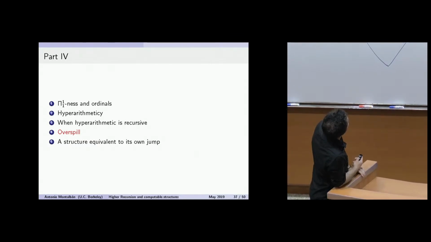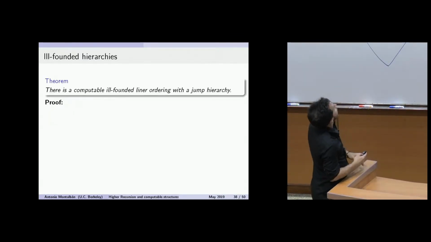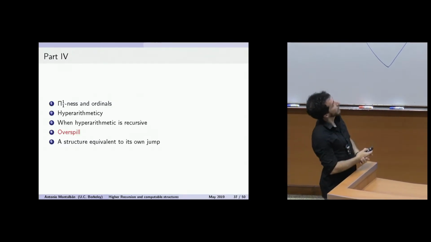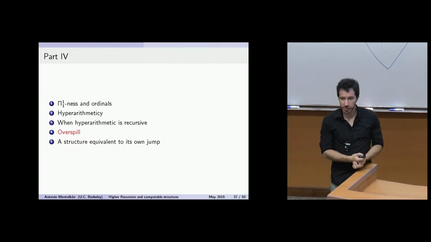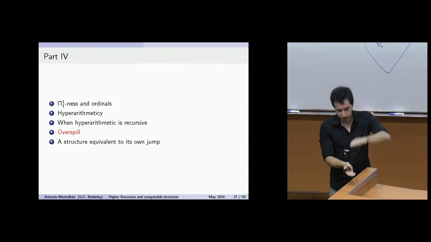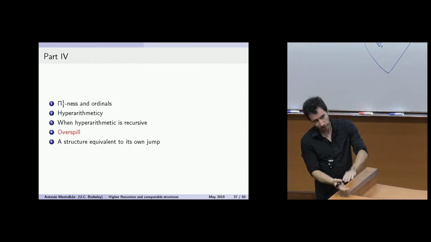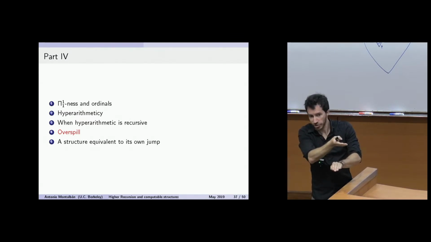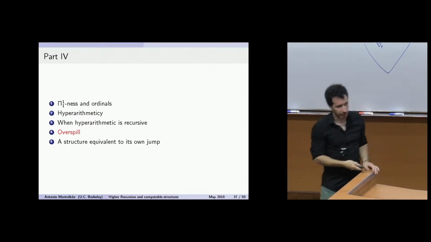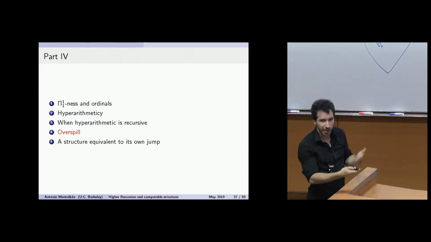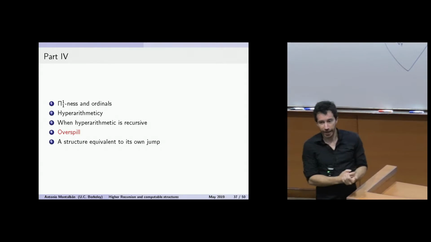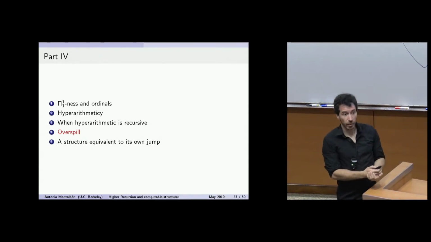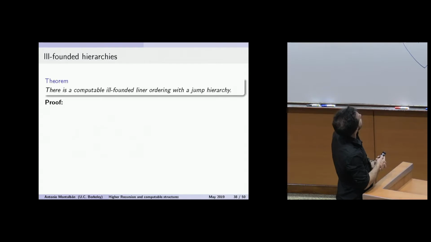Okay, so overspill arguments. Overspill refers to, in non-standard models of arithmetic, the fact that when you have some definable set that contains all the natural numbers, it must overspill and contain some non-standard natural number. In this case, we'll see what it means. It's like an analog version, but in the case of omega 1 CK and ordinals.